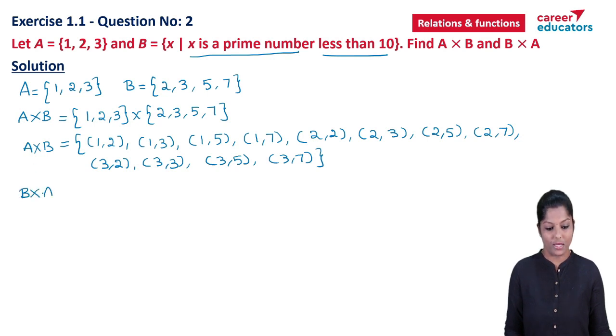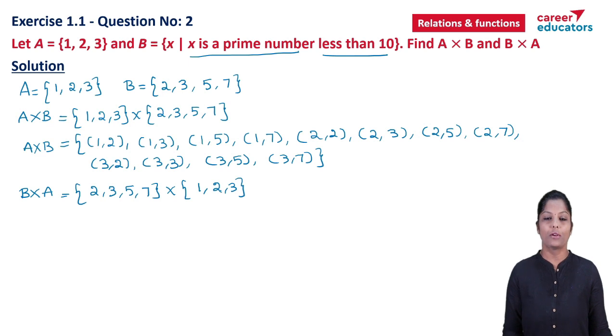To find B cross A, we have to pair each elements of B with each elements of A. B cross A equal to, write all the elements of B cross, write all the elements of A. In next step, we have to take the first element of B and pair with all the elements of A. We will get 2, 1, 2, 2, 2, 3.